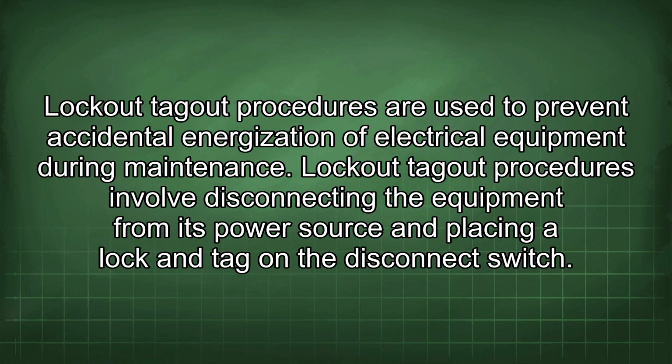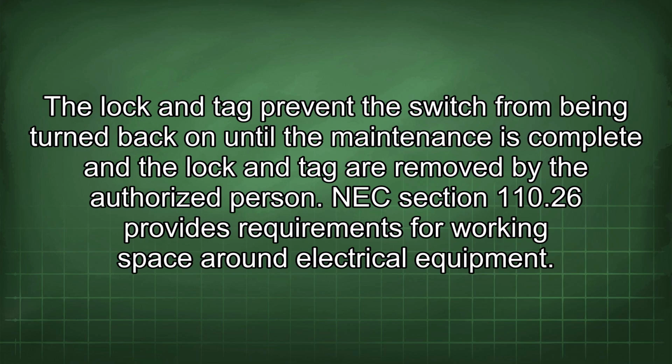Lockout-tagout procedures are used to prevent accidental energization of electrical equipment during maintenance. Lockout-tagout procedures involve disconnecting the equipment from its power source and placing a lock and tag on the disconnect switch. The lock and tag prevent the switch from being turned back on until the maintenance is complete and the lock and tag are removed by the authorized person.